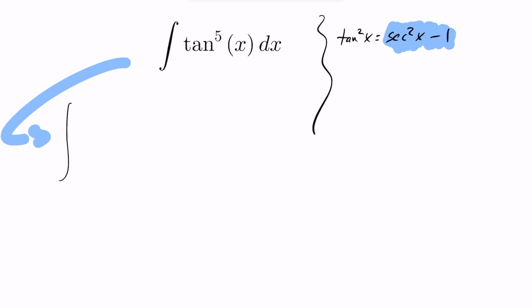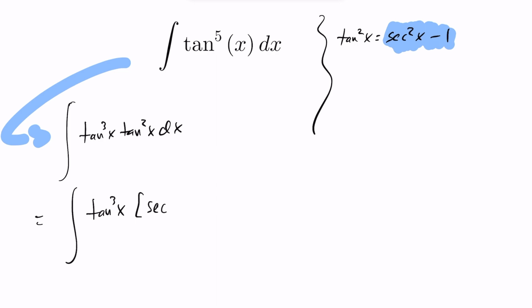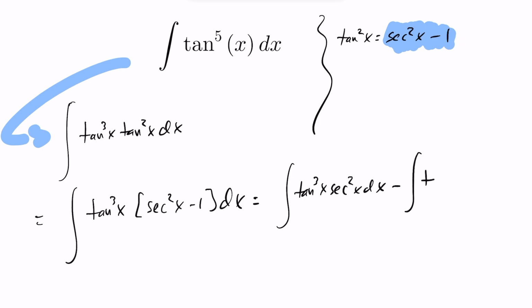This is going to be the integral of, rewriting this as tan cubed of x times tan squared of x dx. Then we're going to get rid of that tan squared of x and write this as secant squared x minus 1 dx. And integration, you can apply that linearly, so that'll distribute and break apart. So this will end up being the integral of tan cubed x secant squared x dx minus the integral of tan cubed x dx.